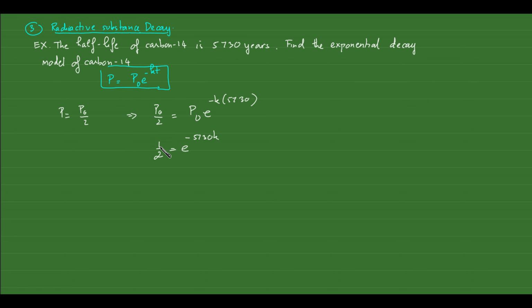Again, we're going to use the ln. So 1 over 2, which is 0.5. Okay, so we're going to do ln of both sides. Again, I'm going to explain what ln means next time. So you have ln of 0.5, which will be negative 0.693, and ln of e to the 5730k, if you take ln of e, you throw it away, so what you have left is 5730k.